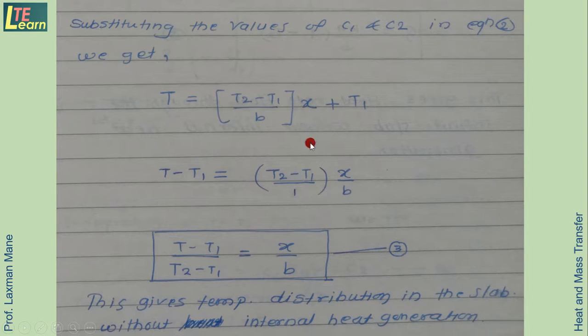Then on the left side, T minus T1 is equal to, and then arranging the terms we find this equation, that is equation number 3. This gives the temperature distribution in the slab without internal heat generation.